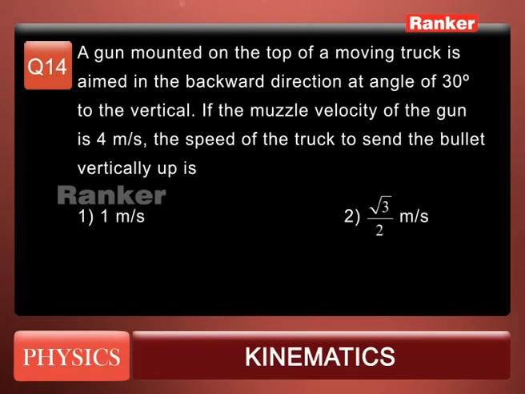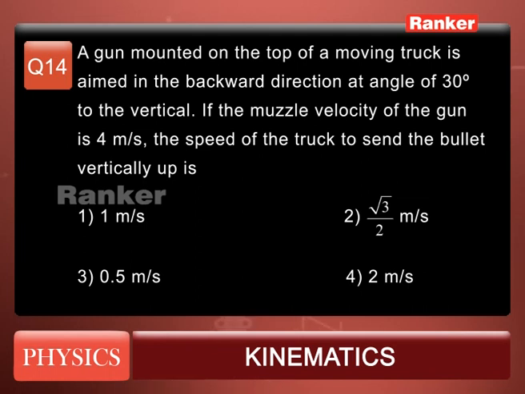And it's a very good problem, a very important model. Well, let us read out. A gun mounted on the top of a moving truck is aimed in the backward direction at an angle of 30 degrees to the vertical. If the muzzle velocity of the gun is 4 meters per second, speed of the truck you have to calculate.